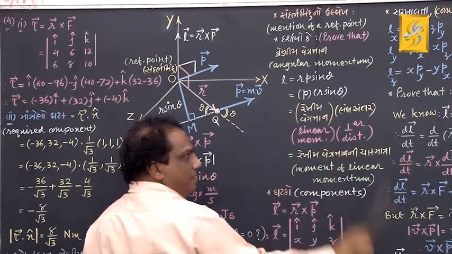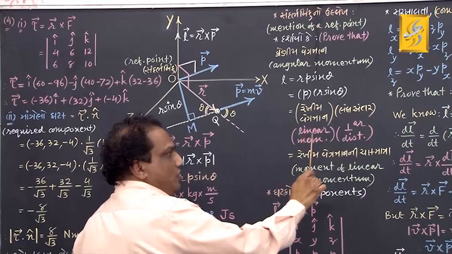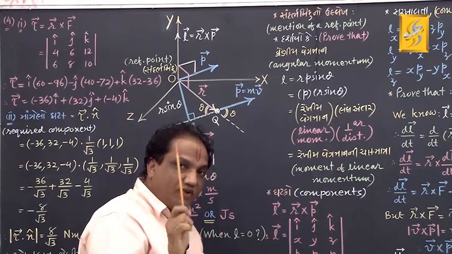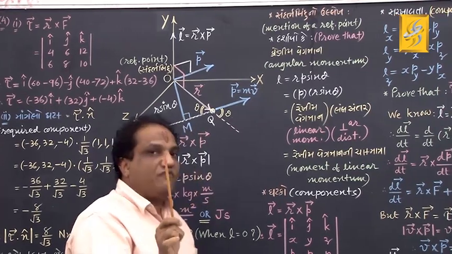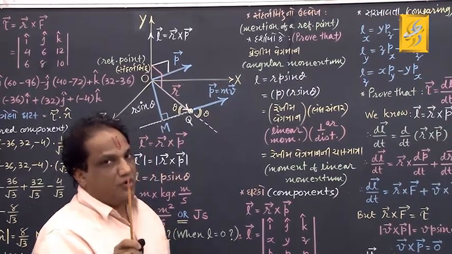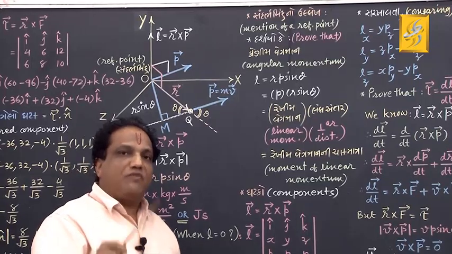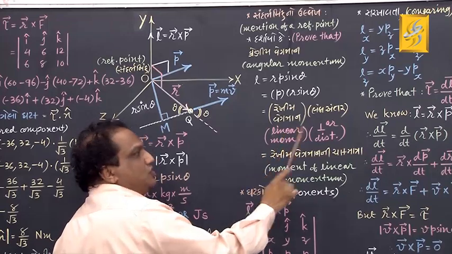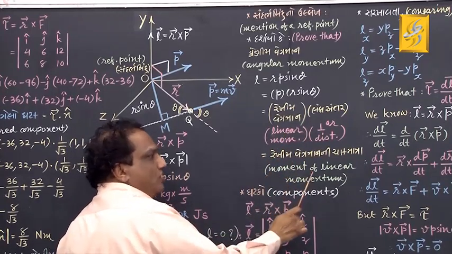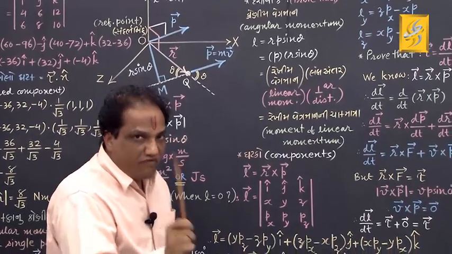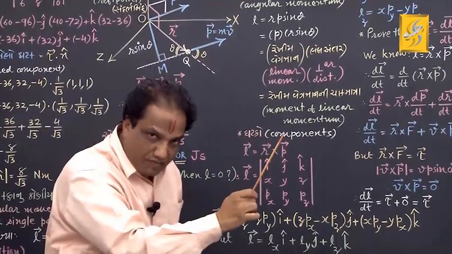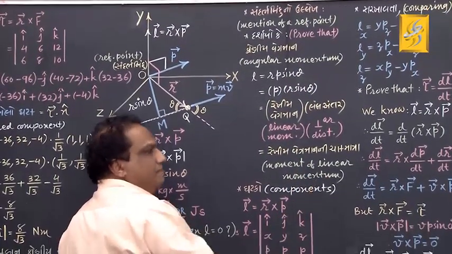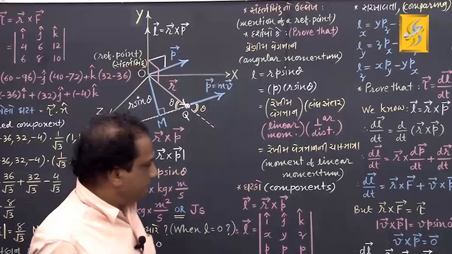And I told you last time, the product of a vector physical quantity and the perpendicular distance of the line of action of that physical quantity from some reference point is going to give you the moment of that vector physical quantity. Right now that vector physical quantity is linear momentum. So such a product would give me the moment of linear momentum. So angular momentum is nothing but the moment of linear momentum. That is what we have proved.